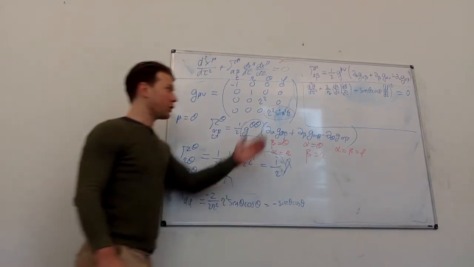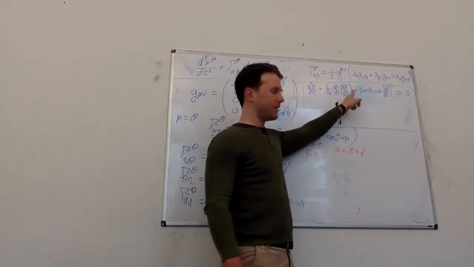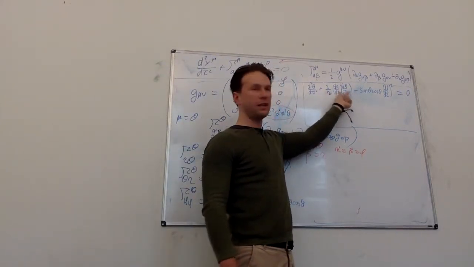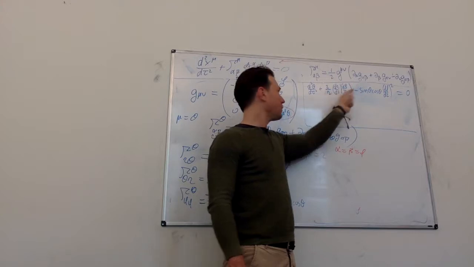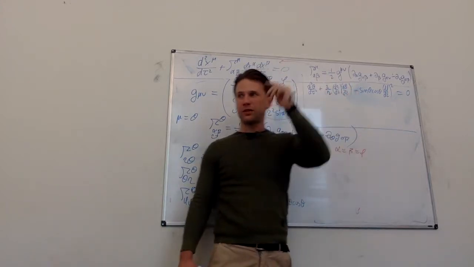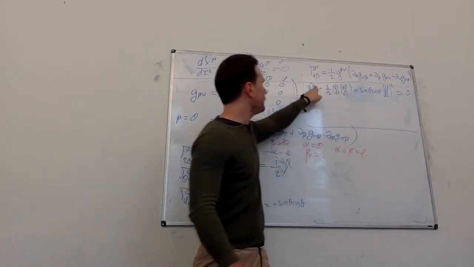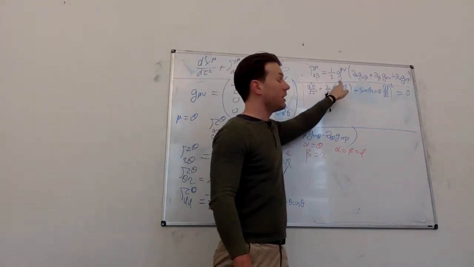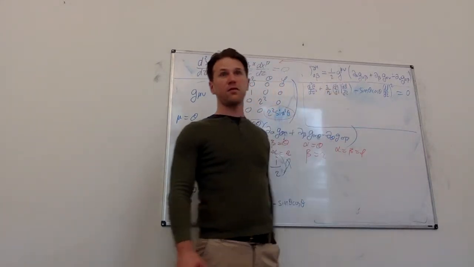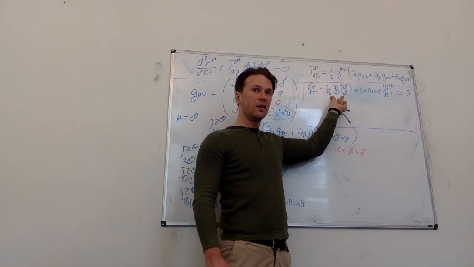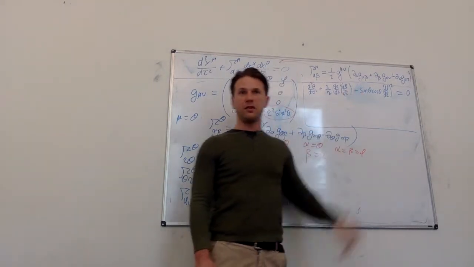Right. I cannot solve this if you don't tell me how theta depends on tau. I do not know what this thing is. I cannot solve this equation. And how do I get theta as a function of tau? Well, actually, excuse me, r as a function of tau. I need to know r as a function of tau in order to know what this is, and only then can I attempt to solve this differential equation.